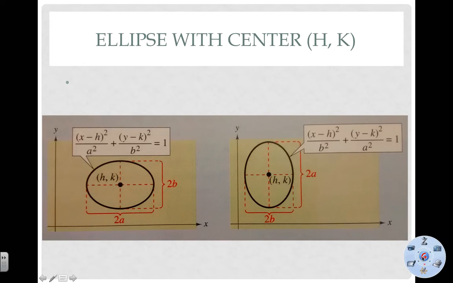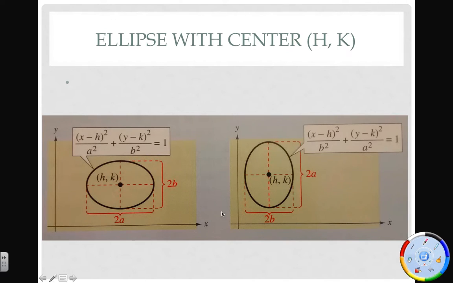Something that this particular picture does not add in here is the c value for the focal points. This distance right here, or not that distance is c, it's always c, but that point, or the 2 points, are going to be (h plus or minus c, k).